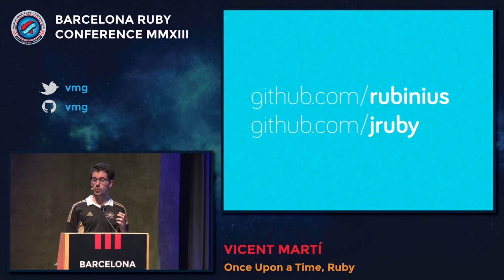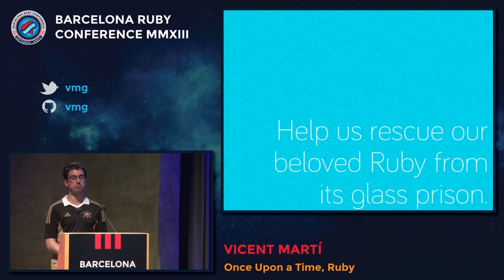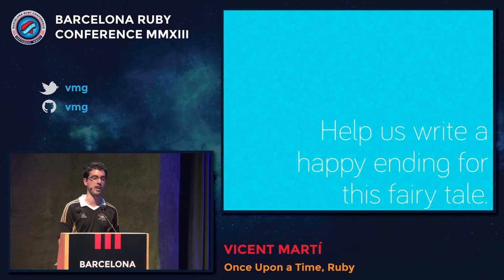So please, if you really care about Ruby, please help us rescue our beloved Ruby princess from its glass prison, which is MRI. Please help us write JRuby, help us write Rubinius, and help us write a happy ending for this fairy tale.